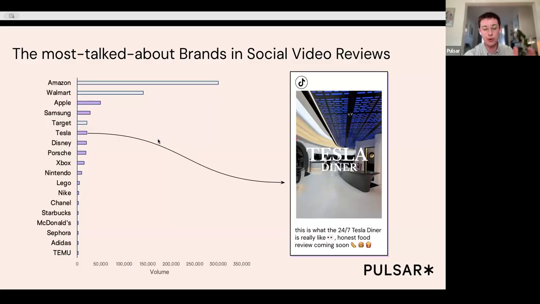And then we've got a striking detail here, which is the spread of sectors, as Dahye was referring to. You've got consumer tech in Apple, Samsung, Xbox, Nintendo. You've got entertainment in Disney, but also Xbox and Nintendo. You've got automotive, Tesla, Porsche, fashion and sportswear, Nike and Adidas, luxury beauty, and even fast food in McDonald's and Starbucks. So this isn't a single category phenomenon.